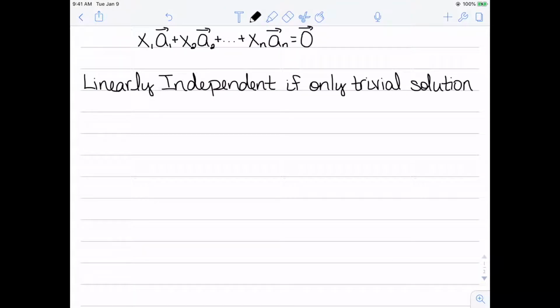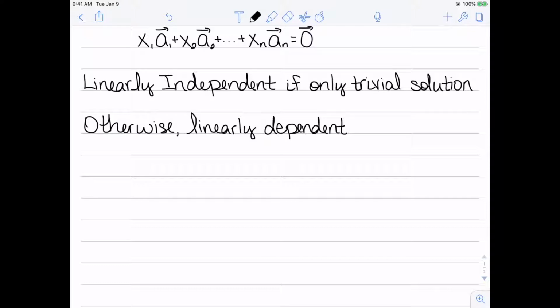We'll now look at the idea of linearly independent and linearly dependent vectors. Let's consider this equation: x1a1 plus x2a2 all the way up to xnan equal to 0, where our a's are vectors and the x's are some scalars. We say these vectors are linearly independent if this equation has only the trivial solution. So the only way for this to work would be all of the x's equal to 0. Otherwise, we say they are linearly dependent.